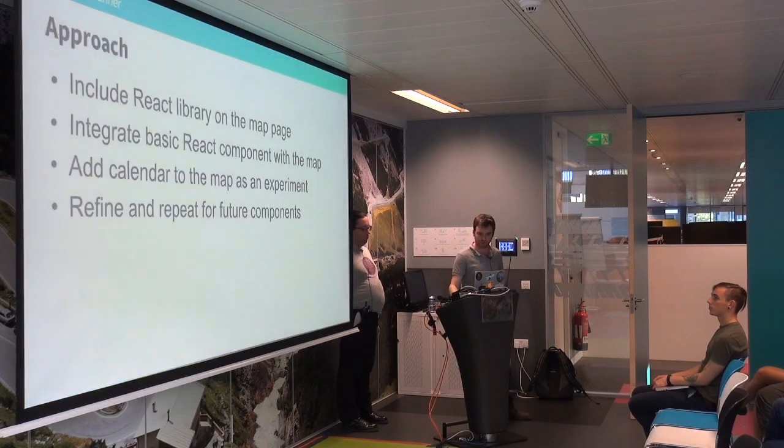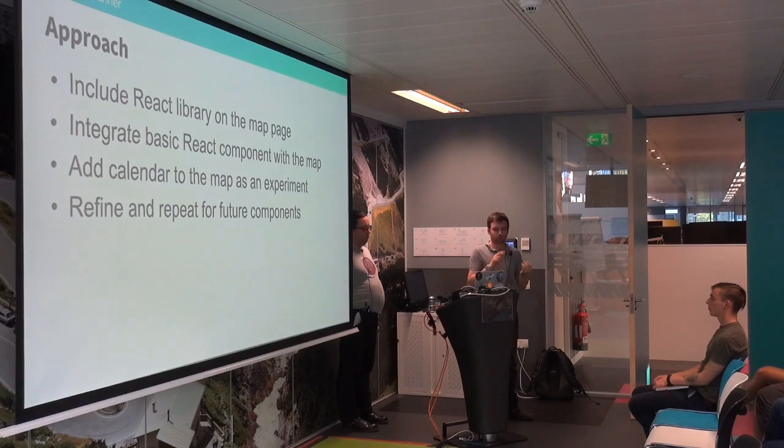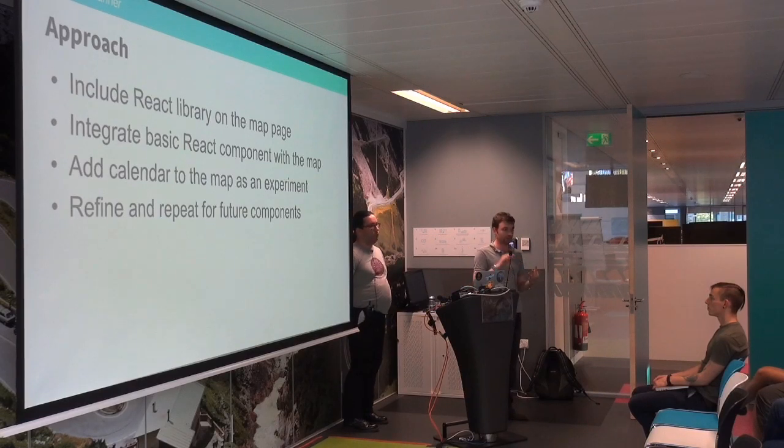So our approach, a thin slice, will include React on the map page, using the scaffolding system service that I mentioned, which is configurable and where you put React so that it doesn't add page weight for no reason. So our approach would be to include React on this page, integrate a very basic React component just to prove that we can get a React component in our CoffeeScript code base to production in front of users. Then add the more complicated calendar component and put it on the side of this map.